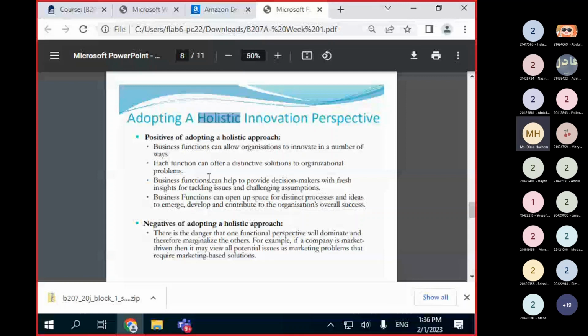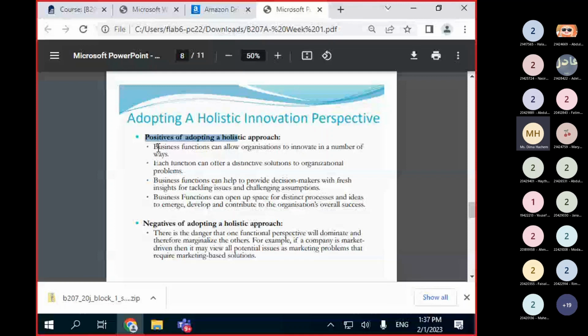Now, this perspective, this method, this way has advantages, positives, and has disadvantages. So we have positives and we have negatives of adopting a holistic approach for innovation. What are the positives of adopting a holistic approach? Of course, it's a very good way of telling the whole organization that we are on the same path. We are on the same strategy.